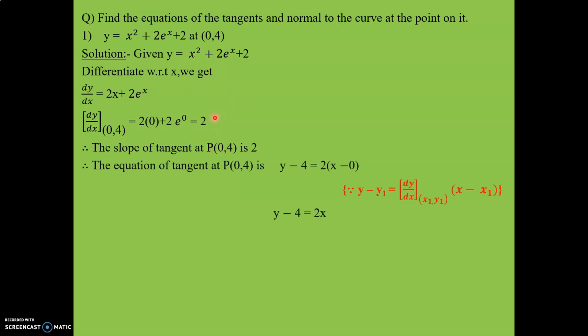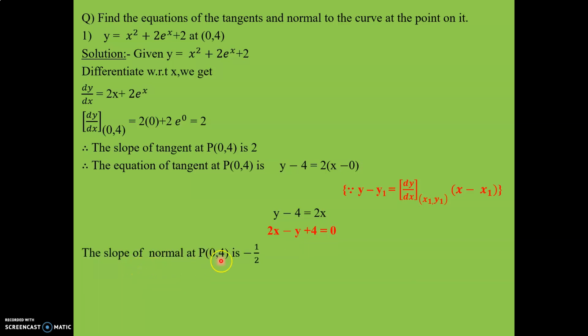Now, the equation of the tangent you can find out. Therefore, the equation of the tangent at (0, 4) is y minus y1 is equal to f dash x into x minus x1. That is the point. So y minus 4, in the place of y1 we are substituting 4, is equal to 2 into x minus x1, in the place of x1 we are substituting 0. That is y minus 4 is equal to 2x. So 2x minus y plus 4 equal to 0 is the equation of the tangent.